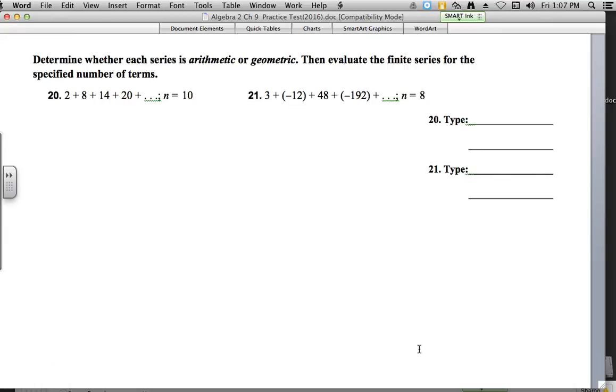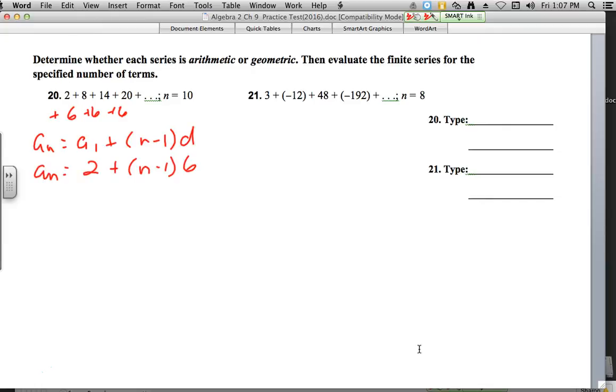Determine whether each series is arithmetic or geometric, then evaluate the finite series for the specified number of terms. I notice in number 20 the numbers are going up, and between the first two they're adding 6. So I try that out and I see, yep, they're going to keep adding 6 here. And I know right away, if you're working with the arithmetic, you're going to need the rule. So the first term is a 2, and I found that they're adding 6.